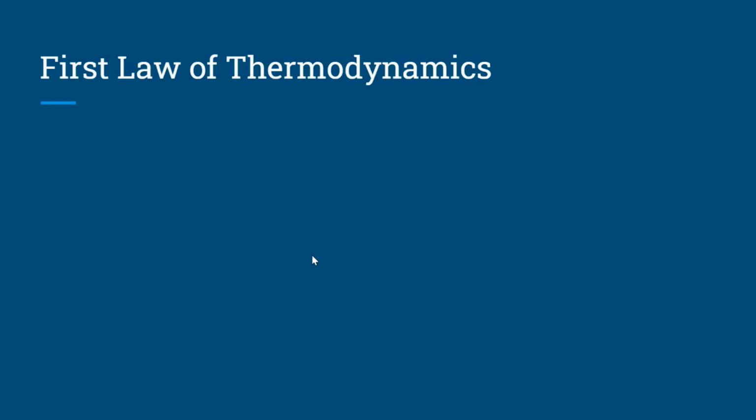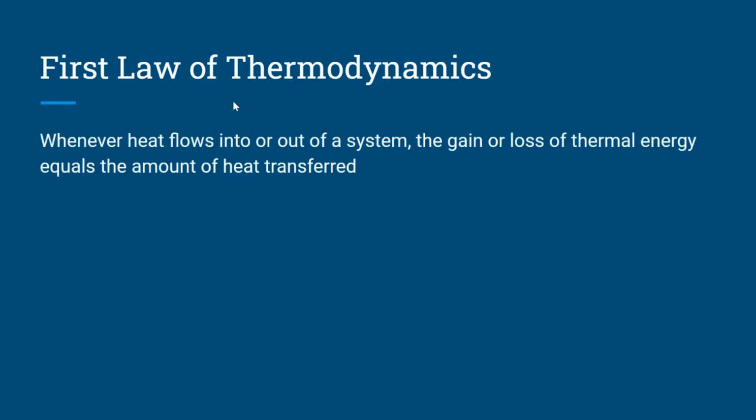But let's backtrack and talk about something called the first law of thermodynamics. In thermodynamics, there's a lot of laws. We are only going to concentrate on the first one. And that states that whenever heat flows into or out of a system, the gain or loss of thermal energy equals the amount of heat transferred. So let's dive into that a little bit more. That basically states that the energy that goes in is equal to the energy that comes out. And what symbol do we normally use for energy? It's Q, right? So Q in is going to equal Q out.